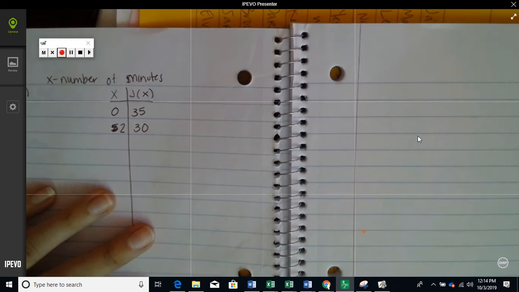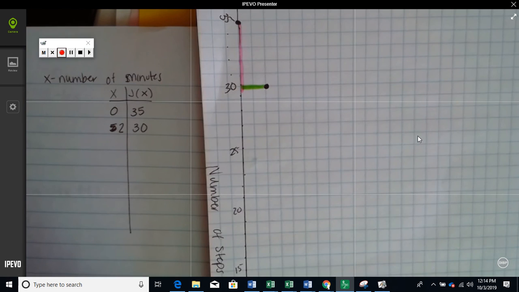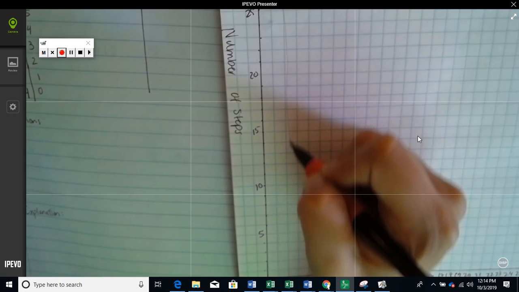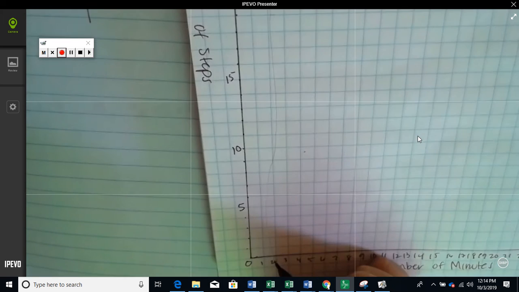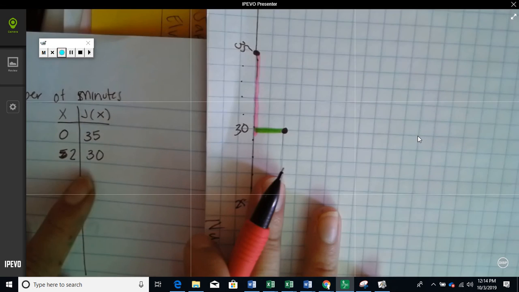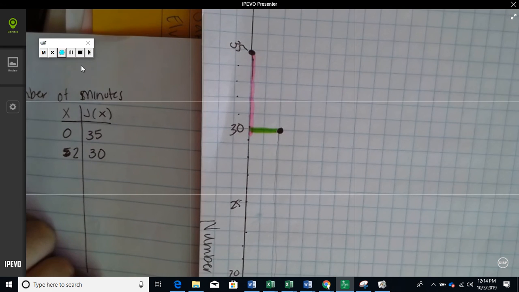I can check with the graph to see if that's correct, because look, here's the new point, and you can see this is at 2 minutes and the step that she's on is 30. That's why it says for 2 minutes she's on step number 30 in my journal on page 22.